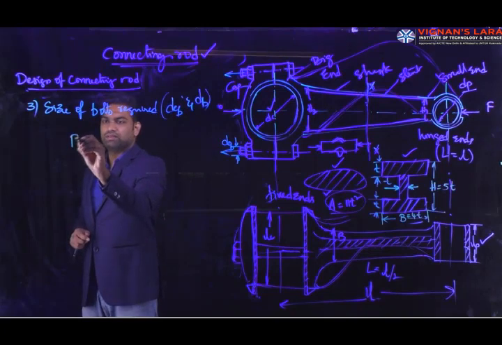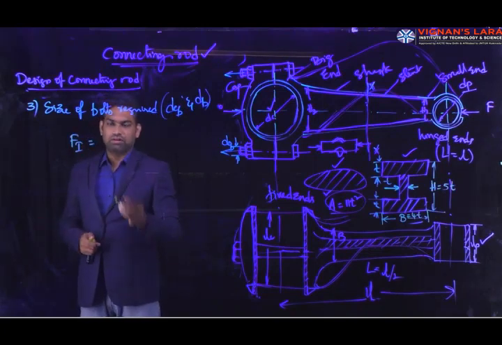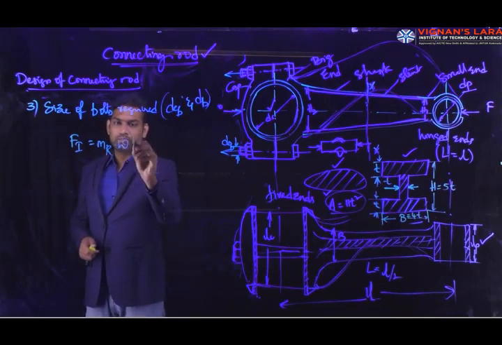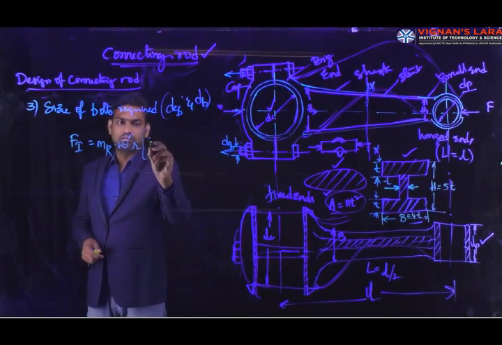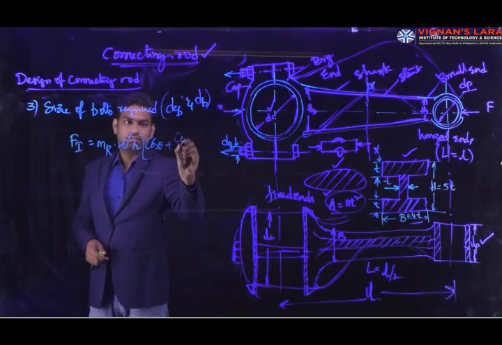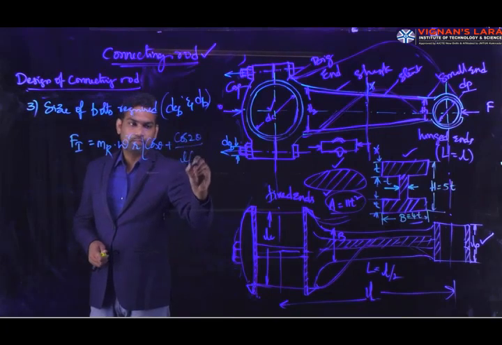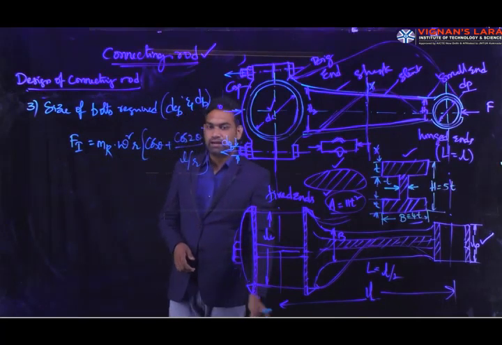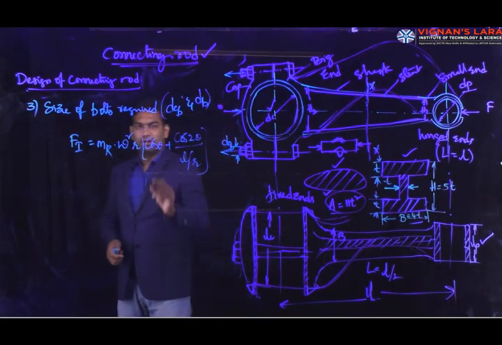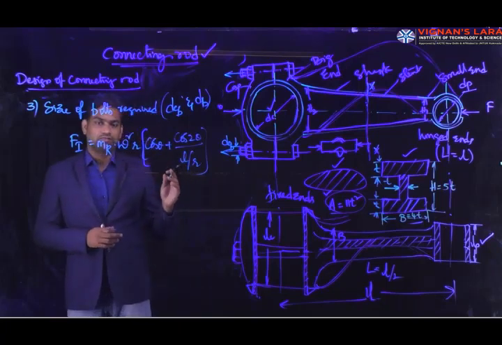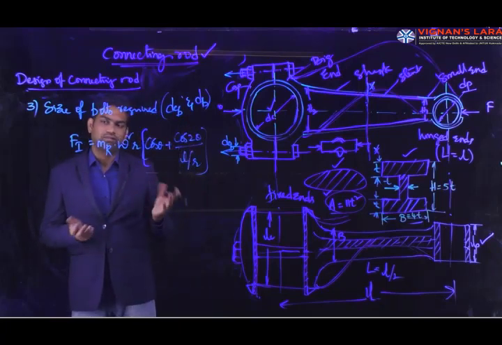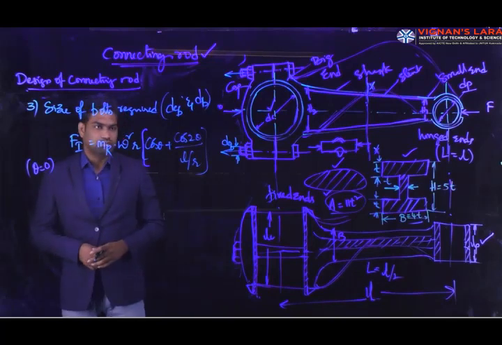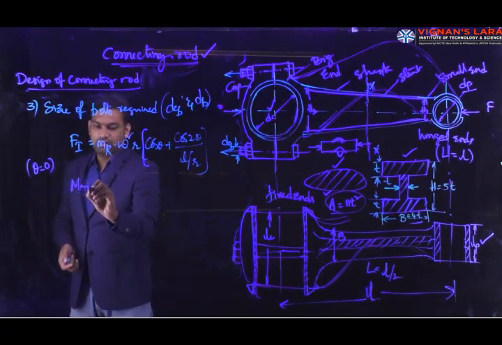We know that the inertia force Fi is given by Mr, that is mass of reciprocating parts, omega square r into cos theta plus cos 2 theta by L by r. This is the equation given for the inertia force due to the reciprocating parts. But here we need to consider the inertia force when the piston is at the top dead center, where we can obtain the maximum inertia force. At the top dead center, the crank angle is going to be 0.